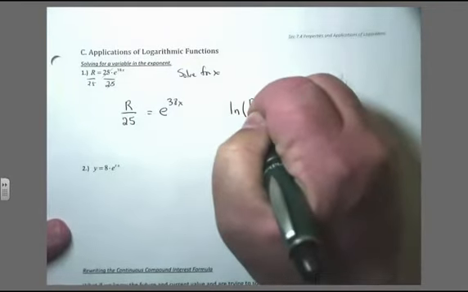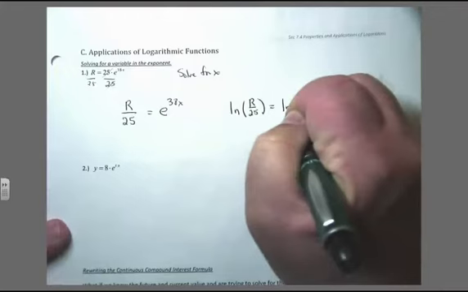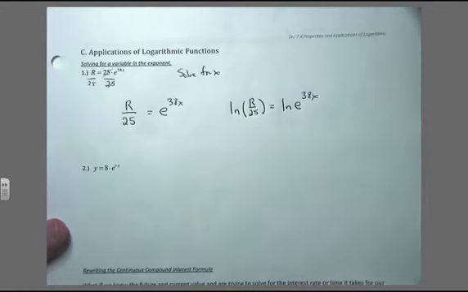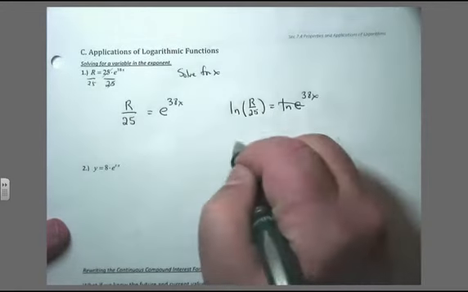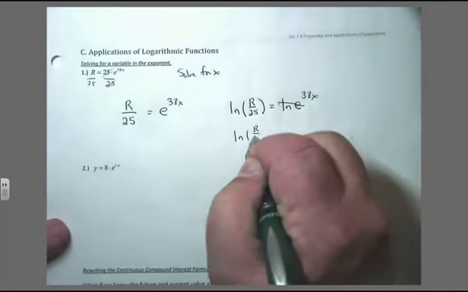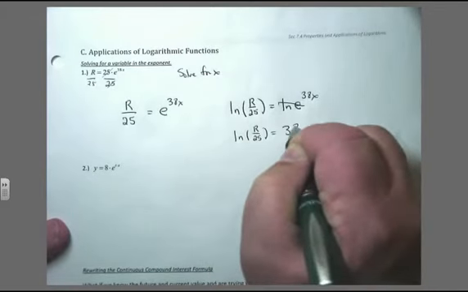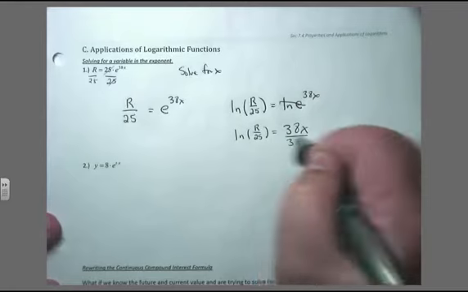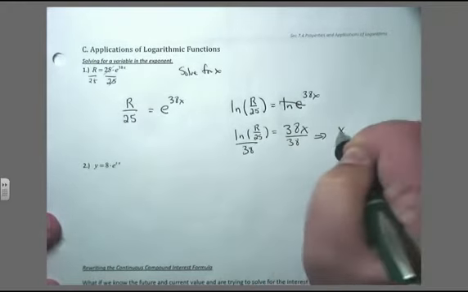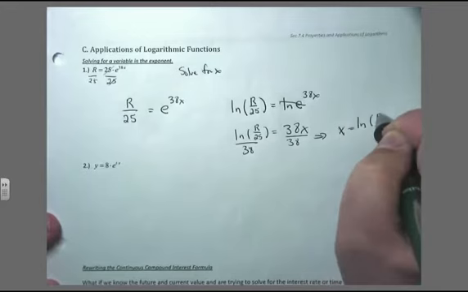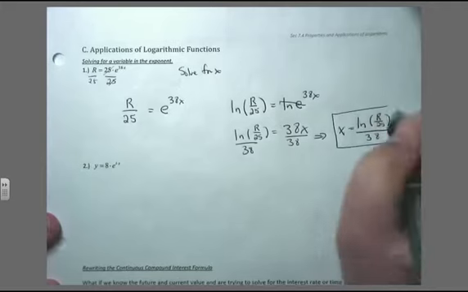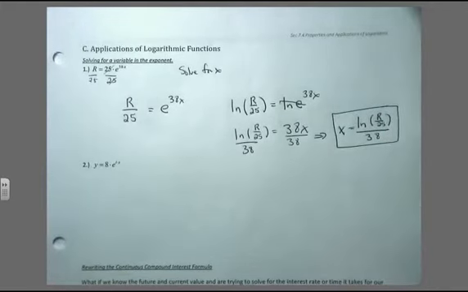So the natural log of r divided by 25 would be the natural log of e raised to the 38x. But natural log and e's do what to each other? Cancel. That gives you the natural log of r divided by 25 is equal to just the exponent 38x. And now solve for x. What gets rid of that times 38? Divide by 38. This gives me x is equal to the natural log of r divided by 25, divided by 38. And that is my solution. Look at the next one.